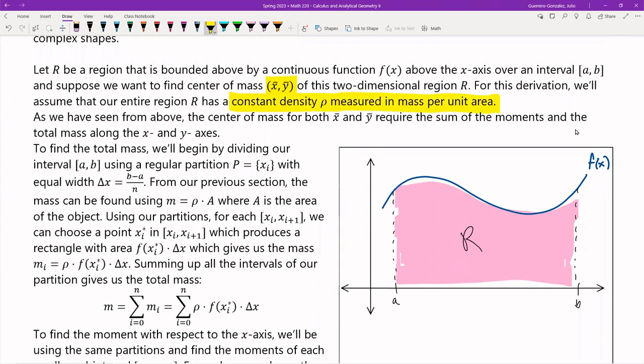mass per unit area. Okay, so what that means, really quickly, is that our density is measured in some mass divided by some area. So if we wanted a mass, it's going to be our rho times however much area there is. Okay, so I'm going to write this down here. We're going to need it in a second. Okay, so our big goal here is we want to find this thing. We want to find the center of mass, x bar, y bar, for that pink region R.